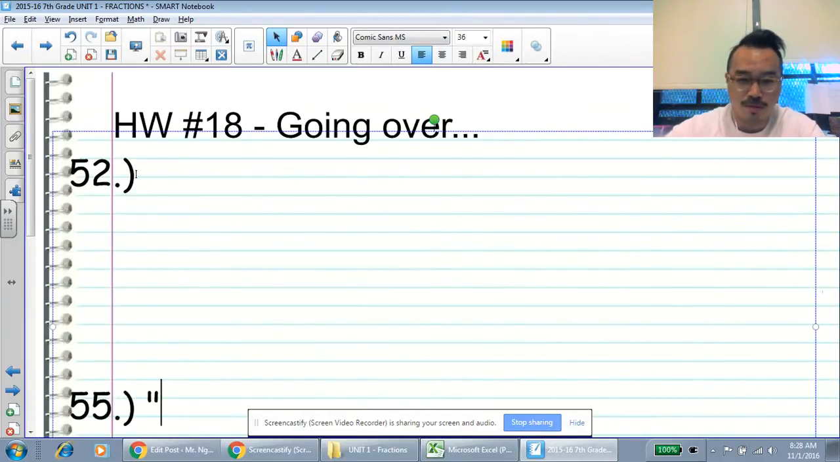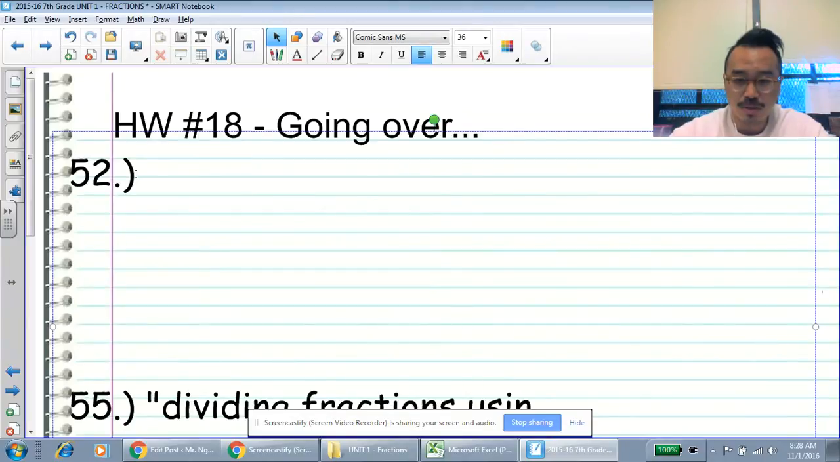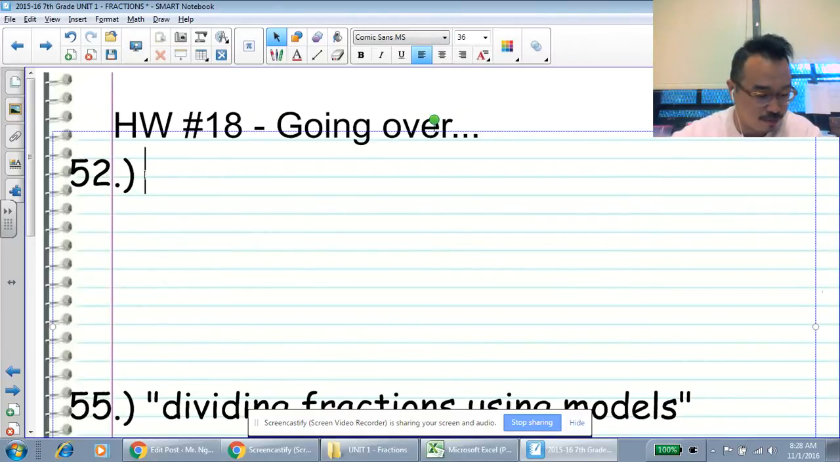For 55, Google this keyword if you need, because we've been watching videos nonstop on how to divide fractions by drawing a model. So Google this keyword: dividing fractions using models. You'll find a bunch of stuff on Khan Academy and YouTube on that, and then you can draw it.